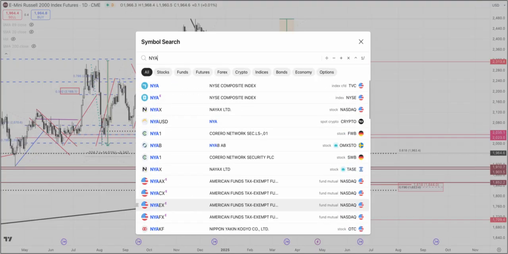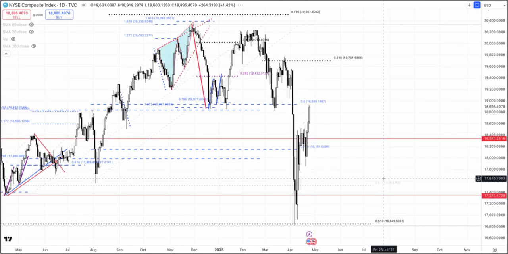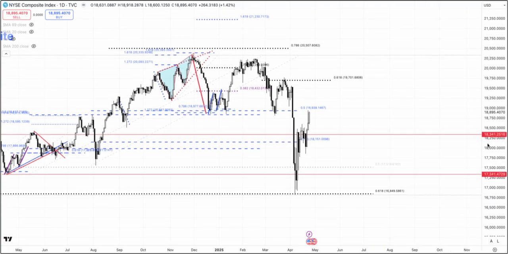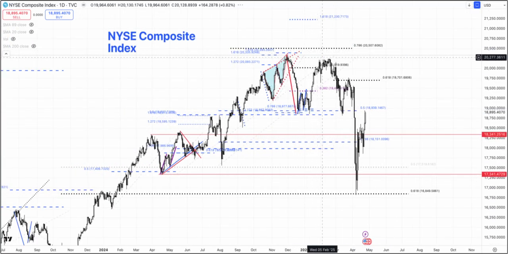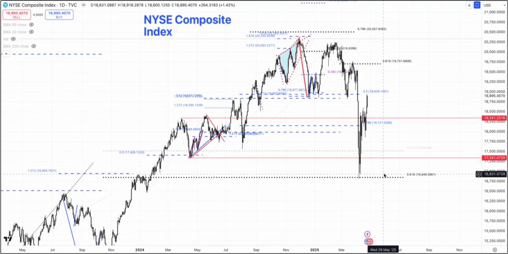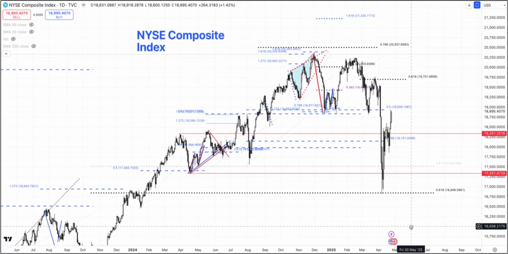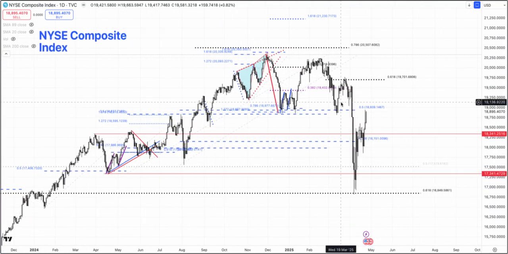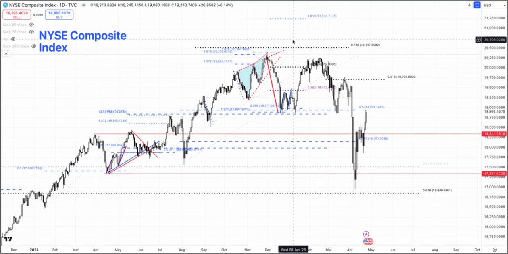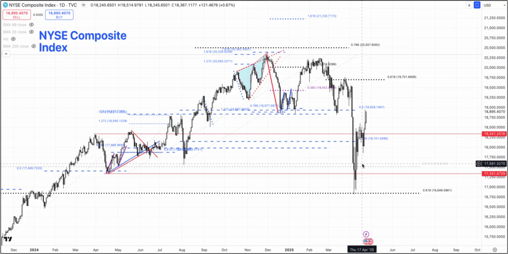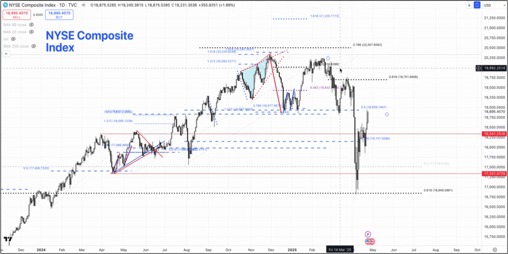And then NYE, the New York Stock Exchange Index, and here we go. It also had a pretty big pullback right into the 61.8% retracement support, and it has retraced quite a bit. This is a slightly different pattern formation to the Dow Jones Industrial. This CD leg is just really huge.